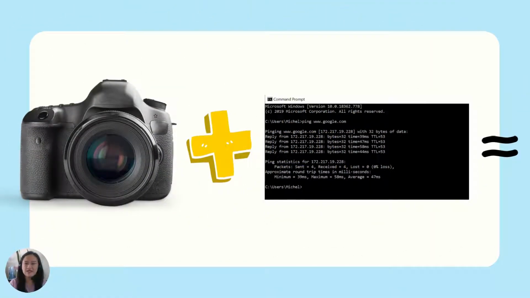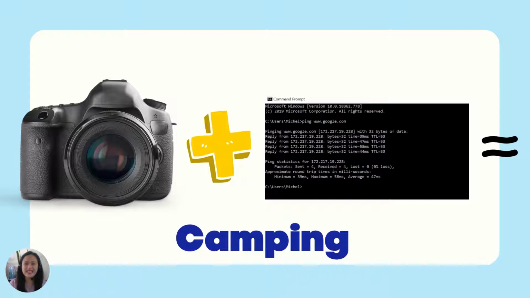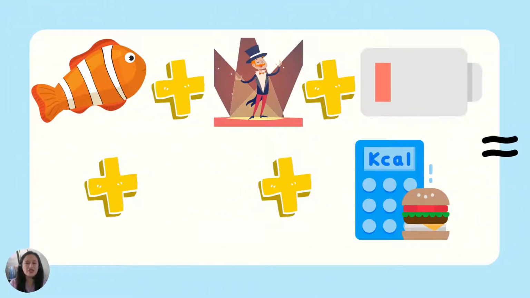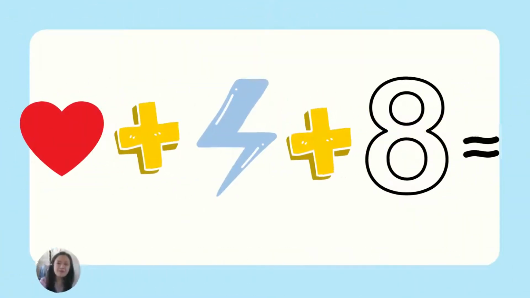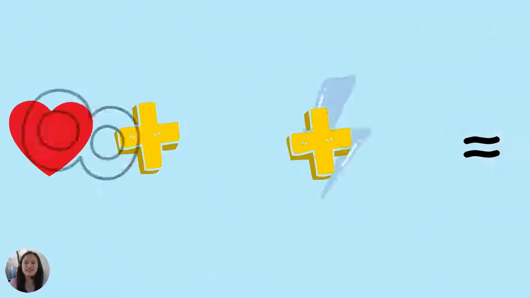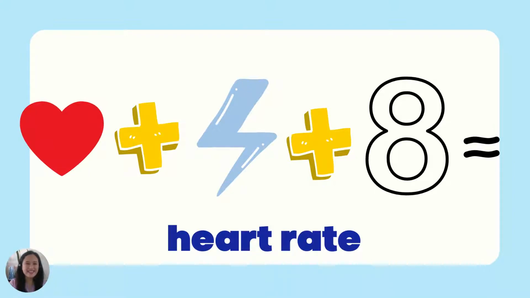Now look at these pictures. What word do we have? If your answer is camping, then you got it right. How about these 5 pictures combined? What word can you think of? If your answer is physiological, you are correct. Next, pictures. What word do we have? If your answer is heart rate, good work.